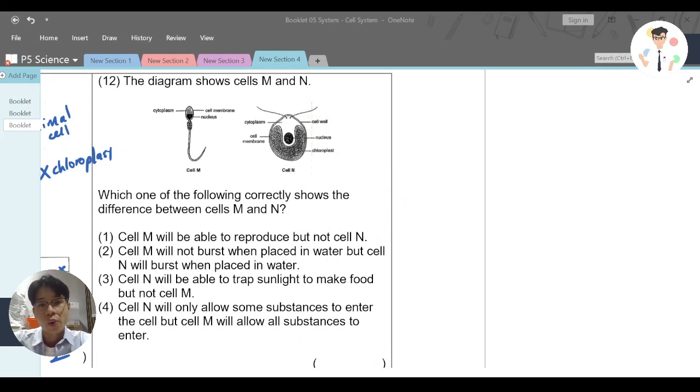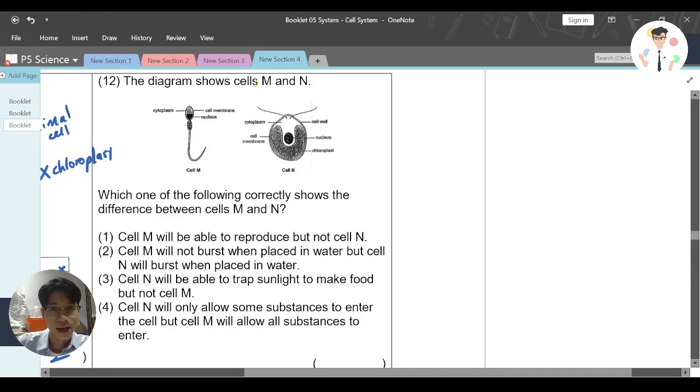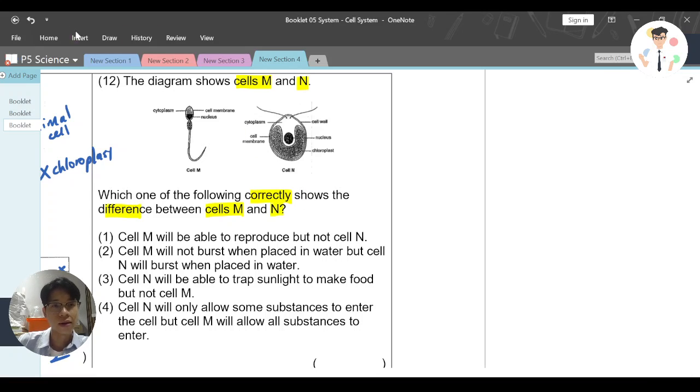Welcome back to your class, and now we're looking at this question. The diagram shows cells M and N. Which of the following correctly shows the difference between cells M and N?